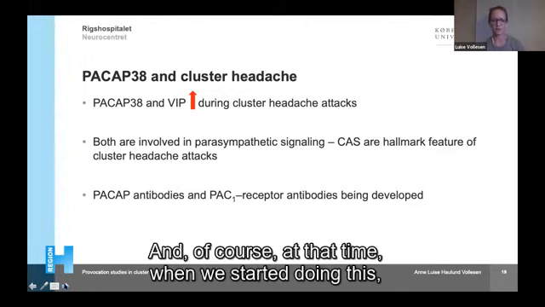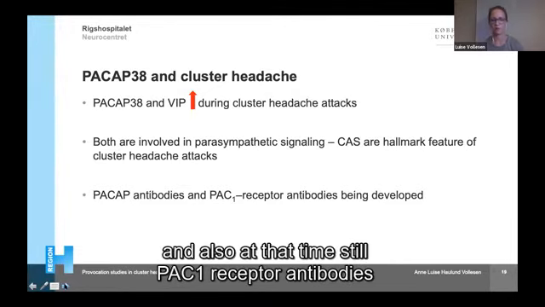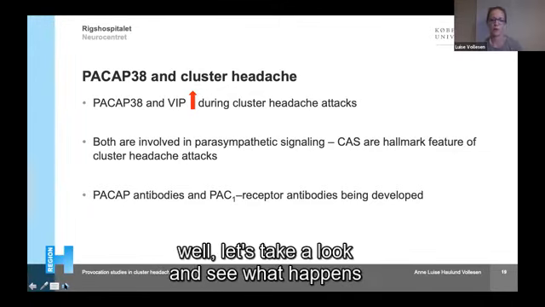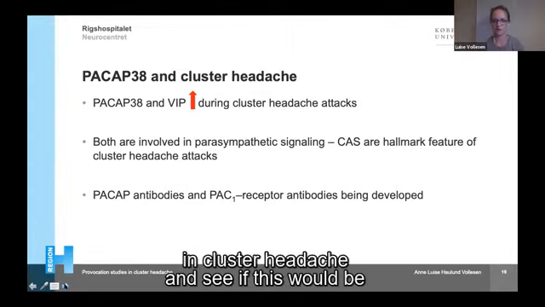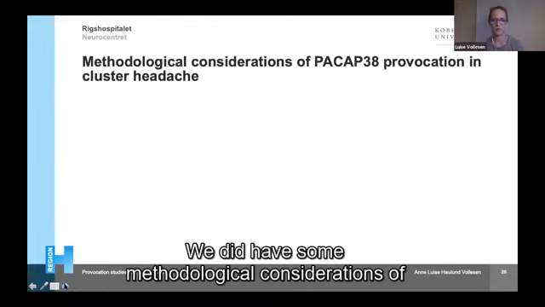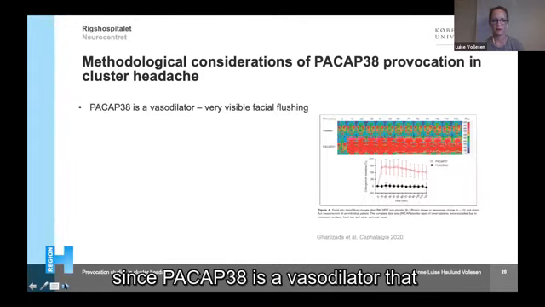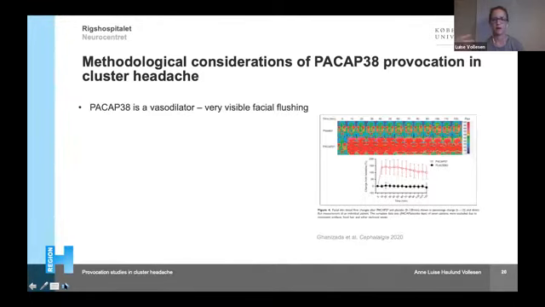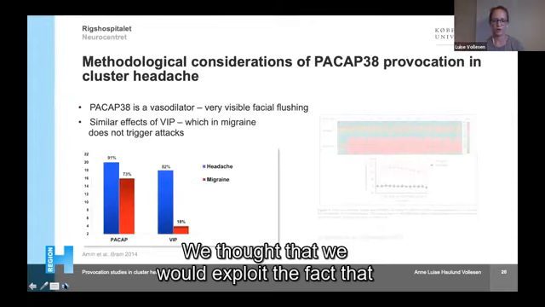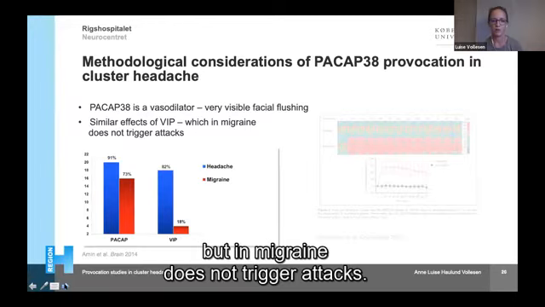And of course, at the time when we started doing this, there were both PACAP antibodies and also, at that time, still a PAC1 receptor antibody being investigated for migraine prevention. So we again thought, let's have a look and see what happens in cluster headache and see if this would be feasible for cluster headache patients as well. We did have some methodological considerations, since PACAP38 is a vasodilator that induces very visible facial flushing. We thought we would exploit the fact that VIP gives similar effects but in migraine does not trigger attacks.